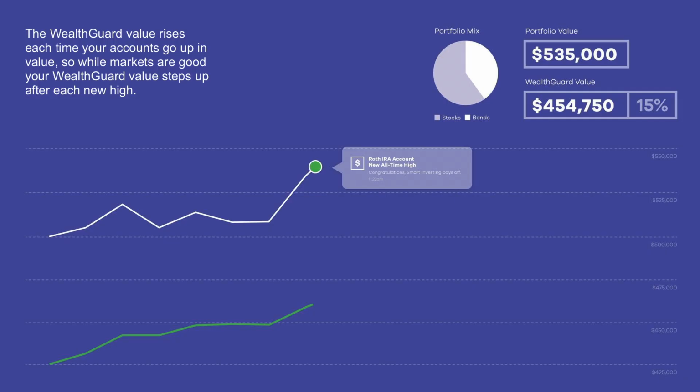Now, this next image will kind of show you what this is. So we'll walk through this example briefly. So this is a portfolio that currently has $535,000, but a wealthguard number of $454,000. You can see that 15% maximum loss over on the right-hand side.